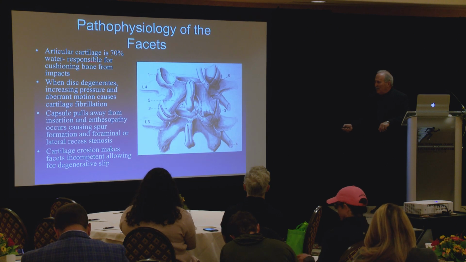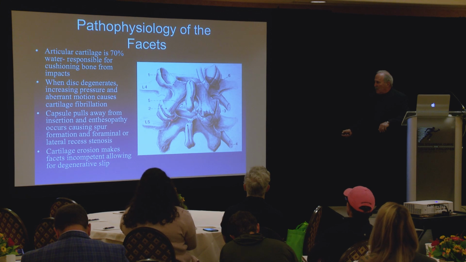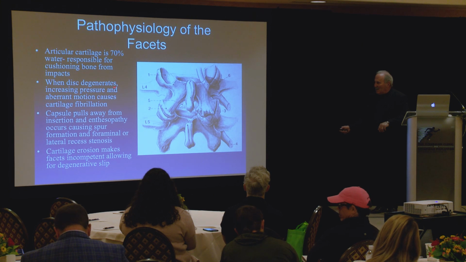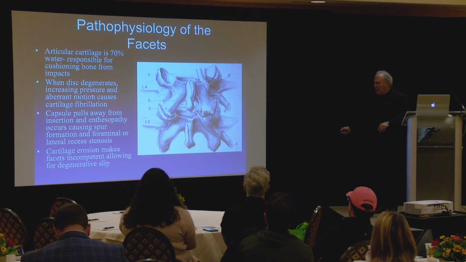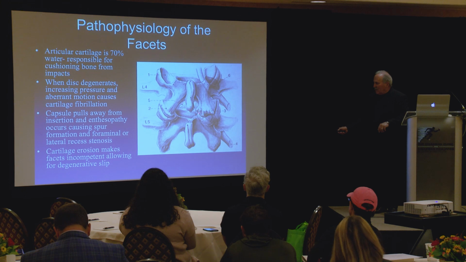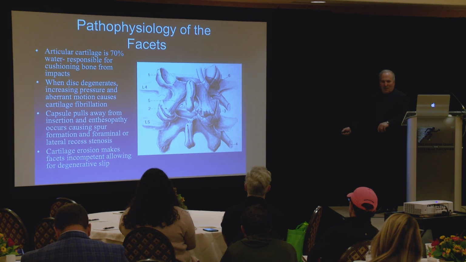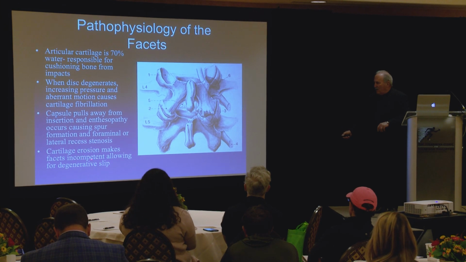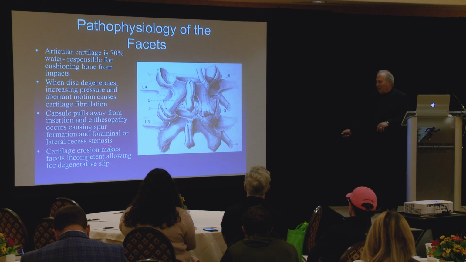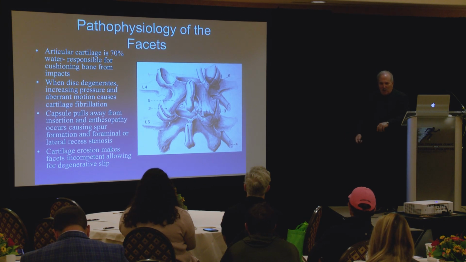So, facets. The articular cartilage is 70% water, and it's responsible for cushioning bone from impacts. When the disc degenerates, it increases the pressure, and aberrant motion causes cartilage fibrillation. What are all these little things here? Bone spurs, enthesopathy, right? So it causes spur formation and foraminal or lateral recess stenosis, and the cartilage erosion makes the facets incompetent, allowing for a slip. Remember we talked about the door stops. This is the first step in a degenerative spondylolisthesis, which we'll cover.